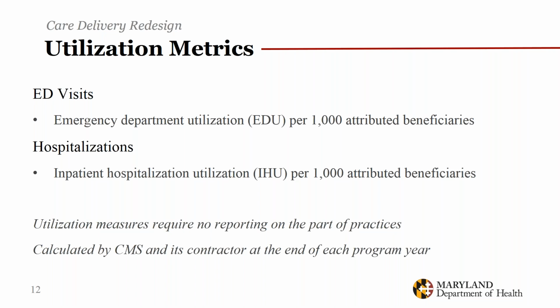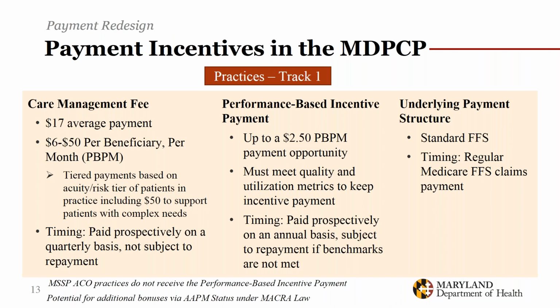Patient satisfaction, this is going to be done through a CG CAHPS survey, and it will survey a representative population of your patients. On the utilization side, these are measures that drive total cost of care, so ED visits and hospitalizations. These will be specifically for your Medicare fee-for-service beneficiaries that have been attributed to your practice. They don't require reporting on the part of the practice, and the CMS will calculate them.